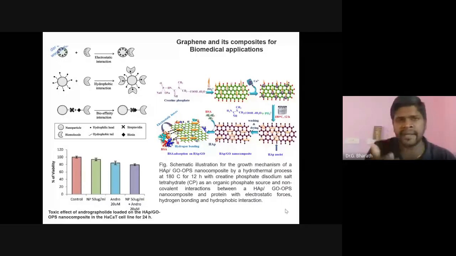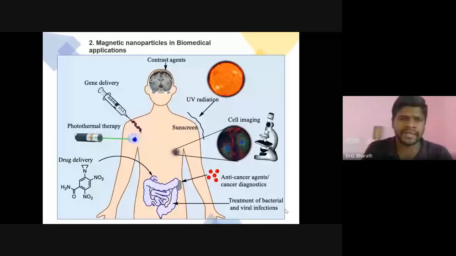So another one is the magnetic nanoparticles in biomedical applications. Especially the magnetic nanoparticles are used in several fields like photothermal therapy, gene delivery, drug delivery, contrast agent, cell imaging, anti-cancer agent, cancer diagnostics, and treatment of bacterial and viral infection. So people are using these magnetic nanoparticles in several applications.